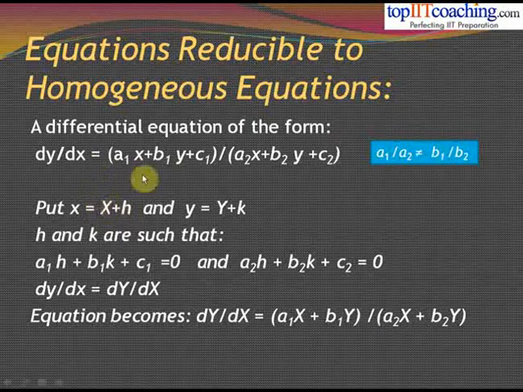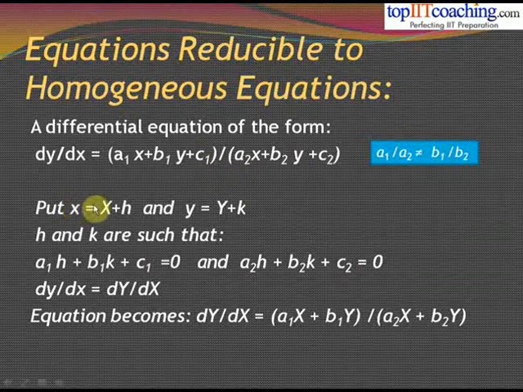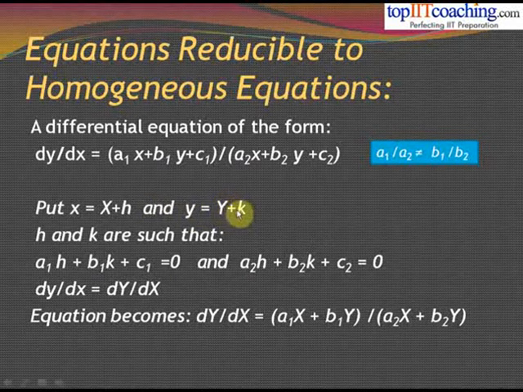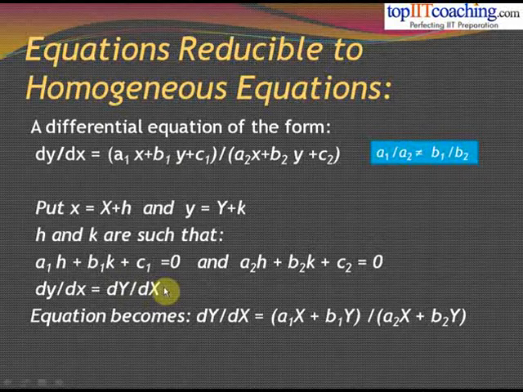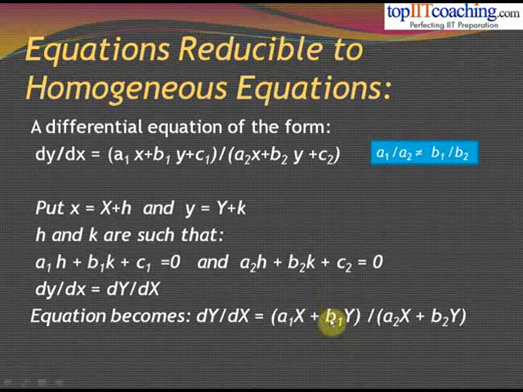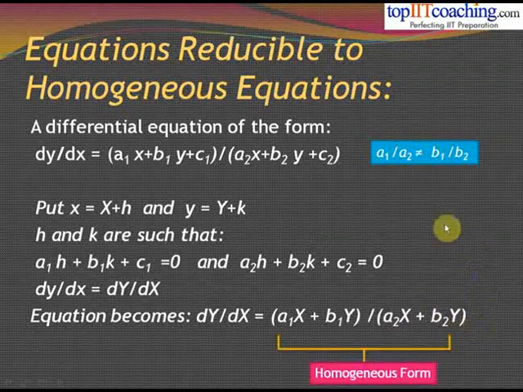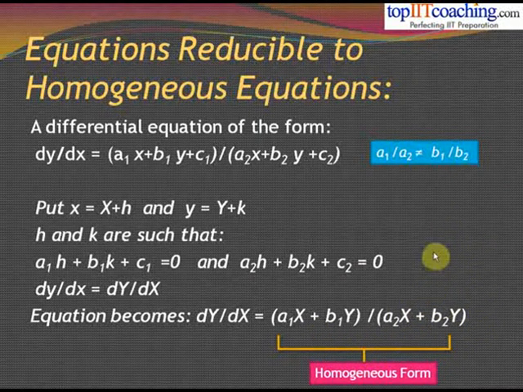So we solve these two equations and find the point of intersection. Let us say they are h and k. We put small x equal to capital X plus h and small y equal to capital Y plus k. So dy by dx would be equal to d of capital Y by d of capital X, and hence the equation reduces to d of capital Y by d of capital X equal to a1 times capital X plus b1 times capital Y divided by a2 times capital X plus b2 times capital Y. Now this is a homogeneous form, which can be easily solved.